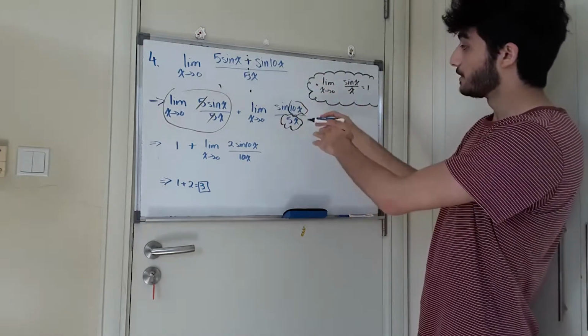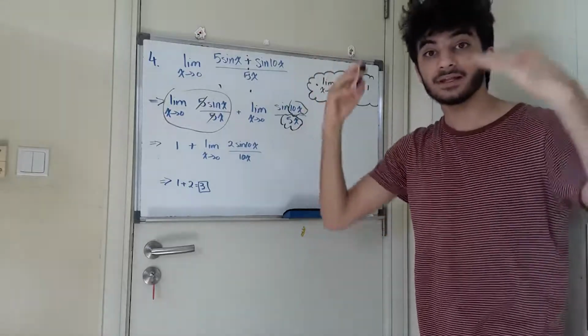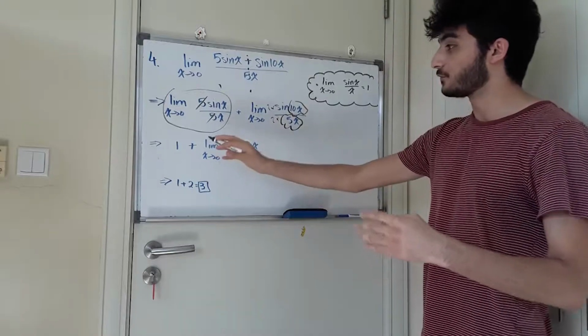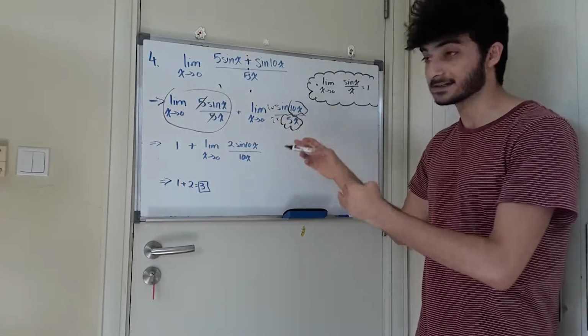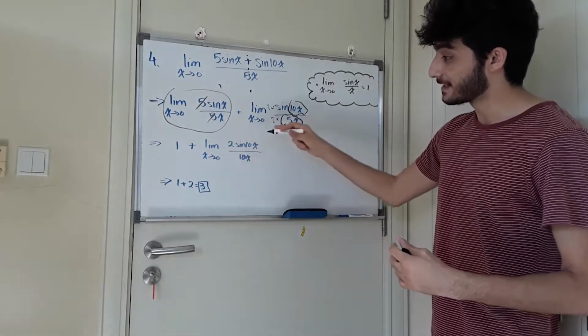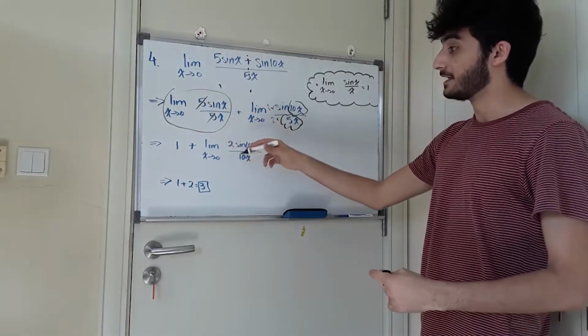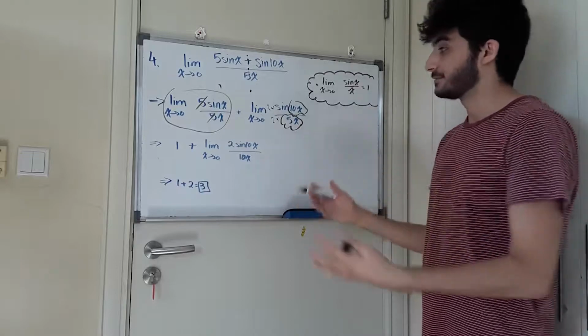So in order for us to make the denominator 10x, we have to multiply up and down by 2. So you multiply up and down by 2, you'll have 1 plus limit as x approaches 0 of 2 sine 10x over 10x. Limit as x approaches 0 of sine 10x over 10x can turn into 1, and then you'll be left with 2. So 1 plus 2 is equal to 3, and that's going to be your final answer.